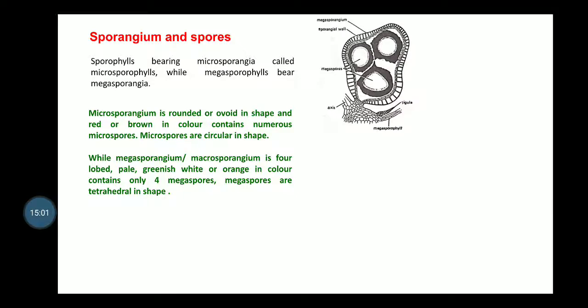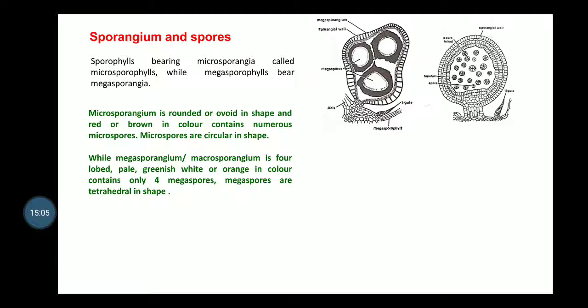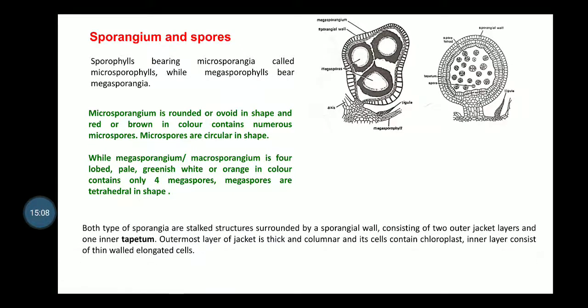That is the picture of megasporangium of Selaginella, and that is microsporangium. Both types of sporangia are stalked structures surrounded by a sporangial wall consisting of two outer jacket layers and one inner tapetum. The outermost layer of the jacket is thick and columnar, and its cells contain chloroplast. The inner layer consists of thin-walled elongated cells.